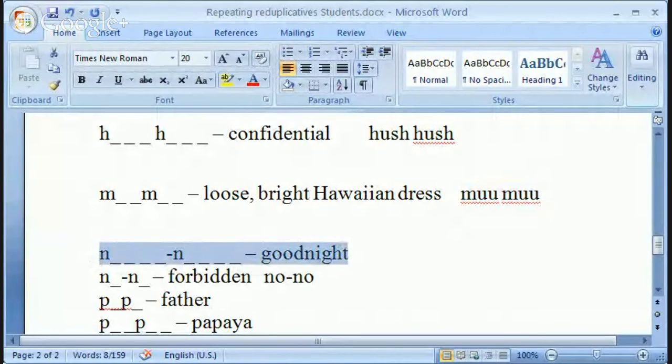Okay. Max, you can get this one. A very common way to say goodnight, especially to children.